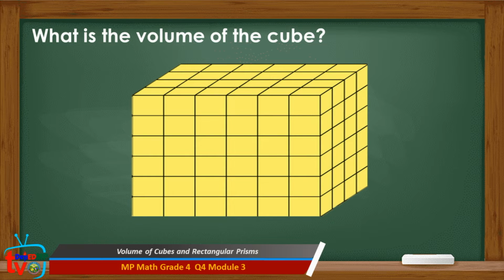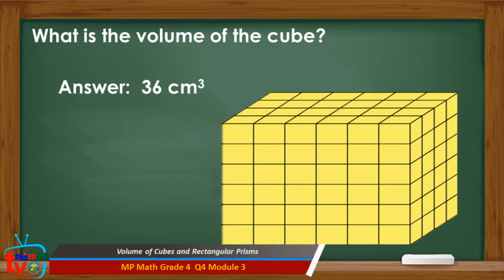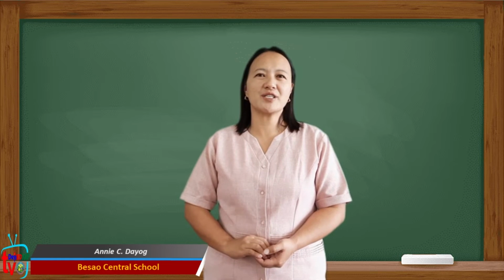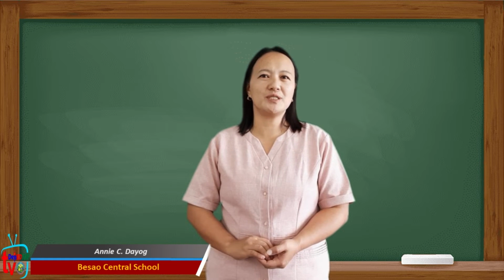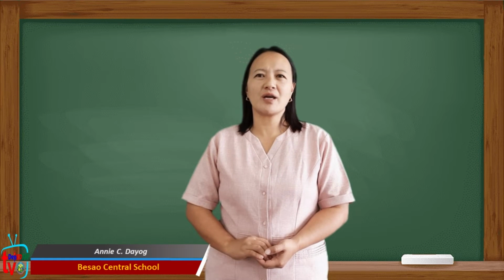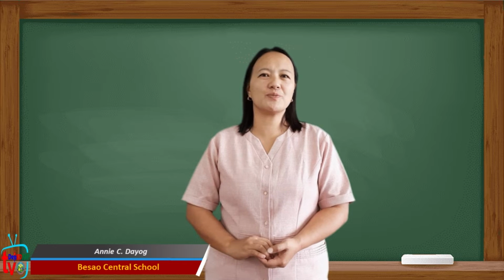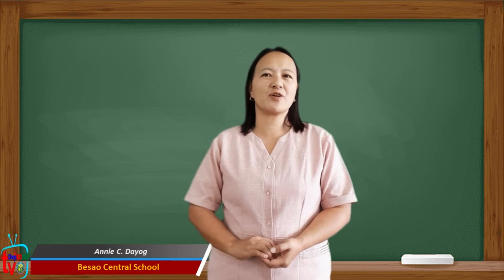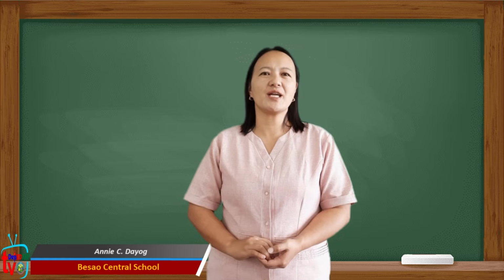Can you determine the volume of the rectangular prism if one cube is 1 cubic centimeter? What is the volume of the cube? The answer is 36 cubic centimeters. Did you have a hard time counting the number of cubes? Is there another way to find the volume of cubes and rectangular prisms aside from counting? Let's find out.